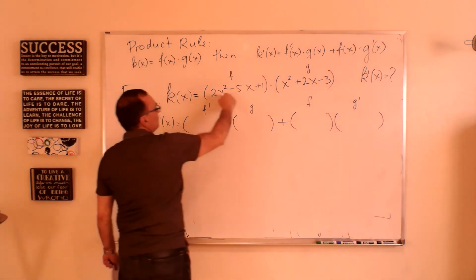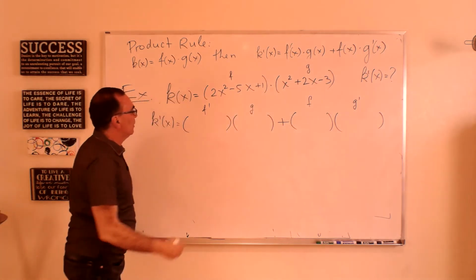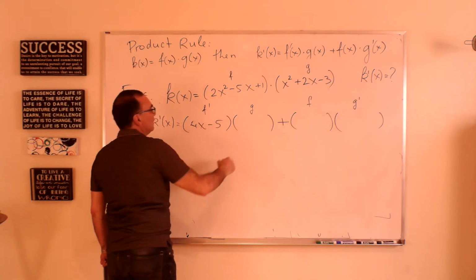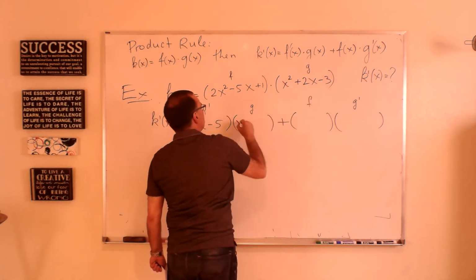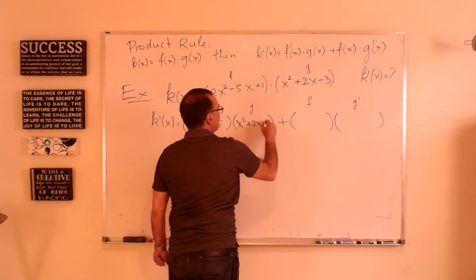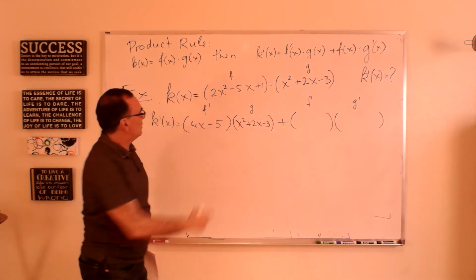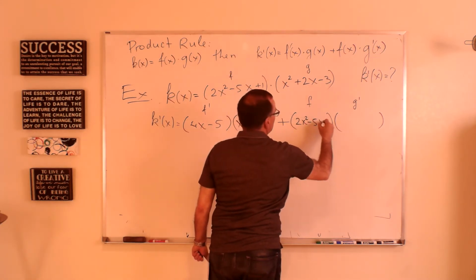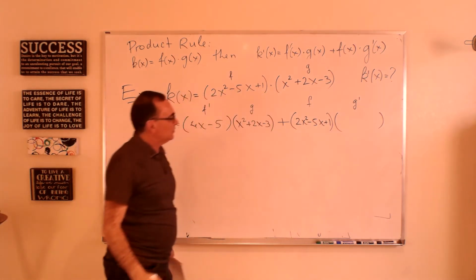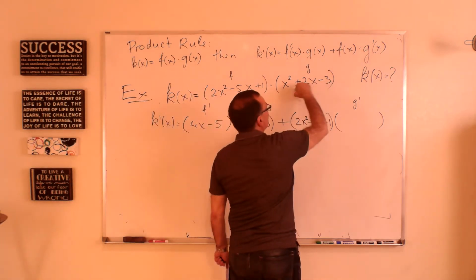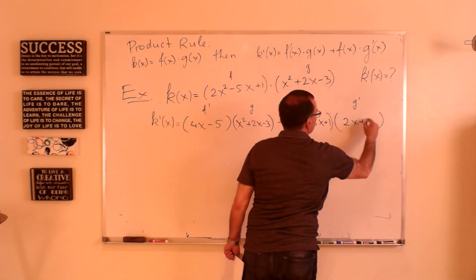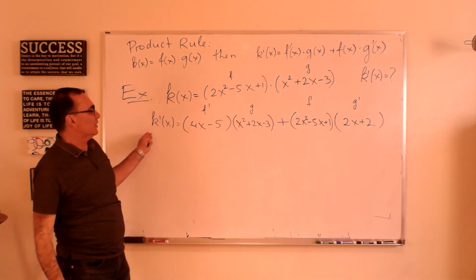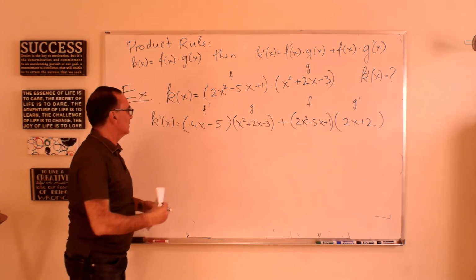Since my f is 2x squared minus 5x plus 1, then my f prime will be 4x minus 5. My g is just this, x squared plus 2x minus 3. My f is the same as this one, 2x squared minus 5x plus 1. And finally, my g prime is the derivative of this, which is 2x plus 2. And that's it. So now we are not required, typically, to expand or anything, just stop like this, and this is the answer.